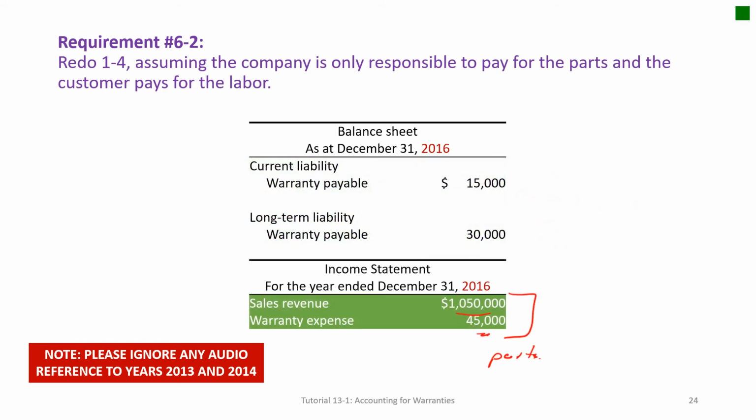And then our income statement. In this case, we have our $1,050,000 in sales revenue and a smaller warranty expense only related to, again, the parts.